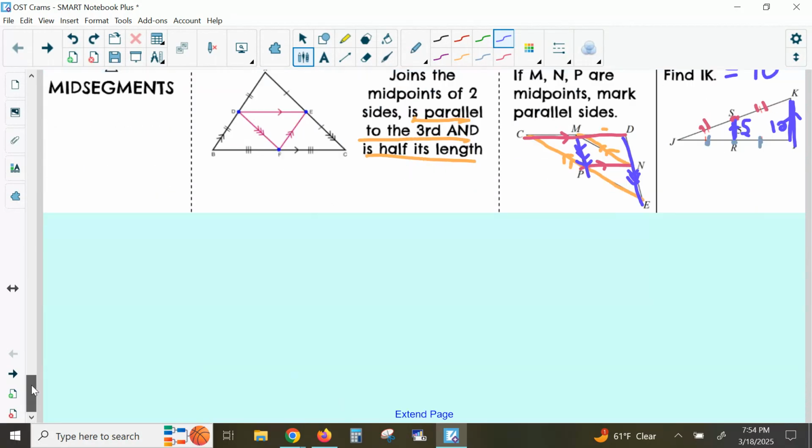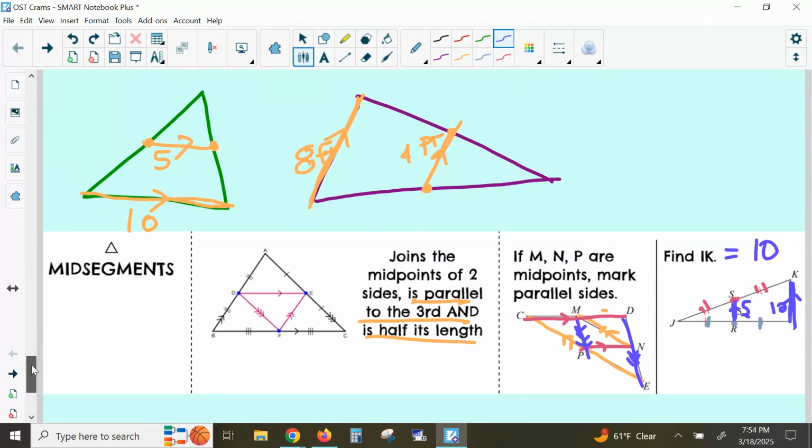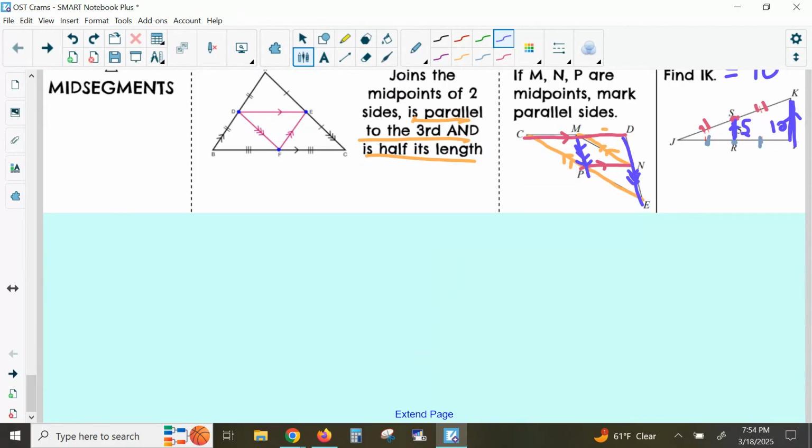Remember, this should be glued into your notebook, and you have a practice paper that matches all of these. Remember, you could play any of the 3 videos back if you need to review them.